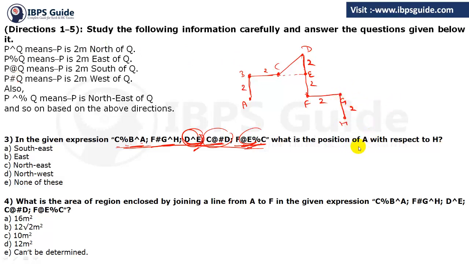Clear? Now what is the position of A with respect to H? So what will be the position of A with respect to H? See this one. This is the north, this is the west. So the direction is something like this.